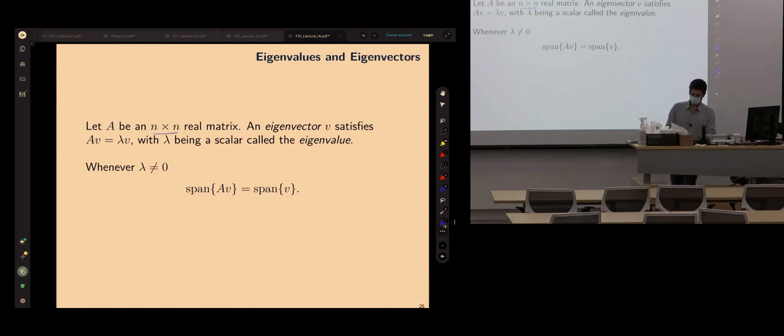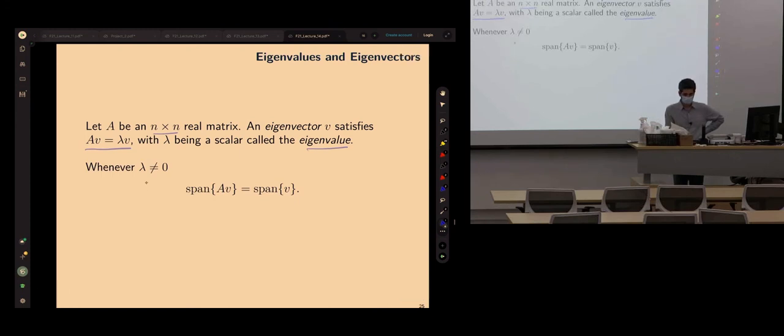An eigenvector V satisfies, eigen is a German word. It's coming from German math. It means, I think, self or own, something like that. We'll see why. So an eigenvector V satisfies: your matrix times V equals just a scalar times your vector. And that scalar is called the eigenvalue.